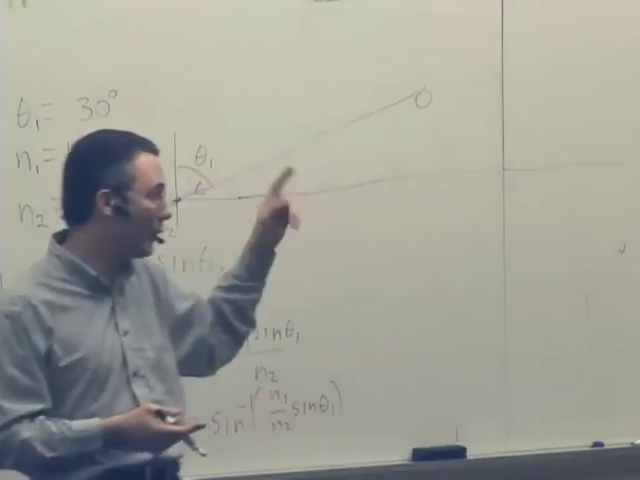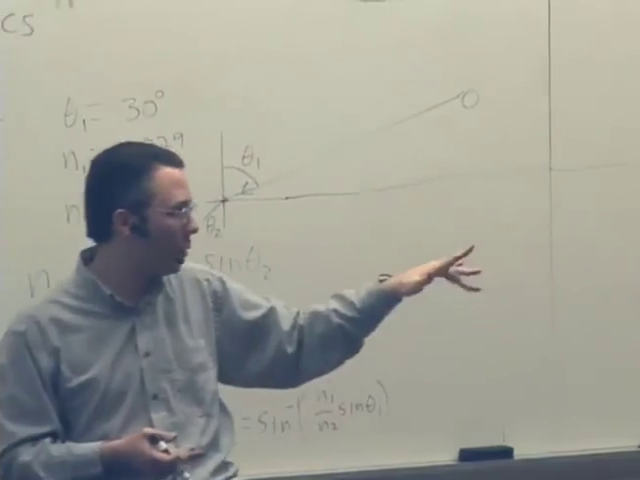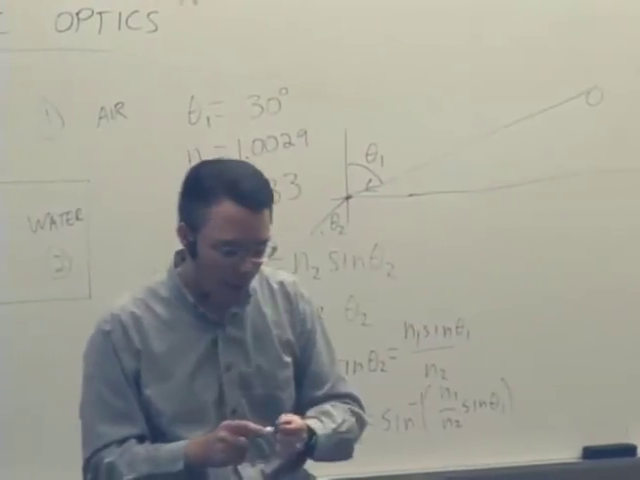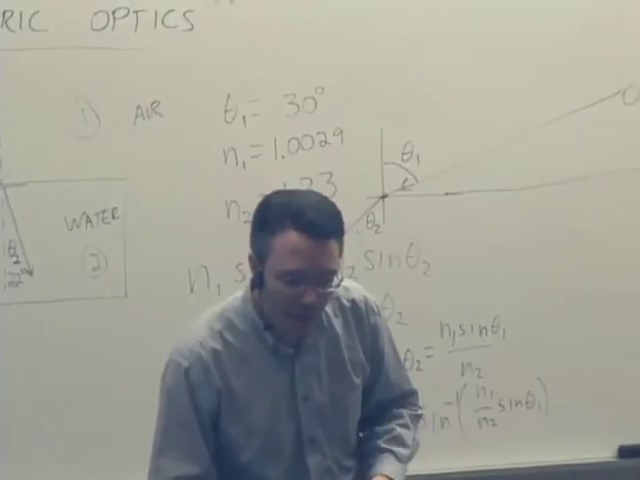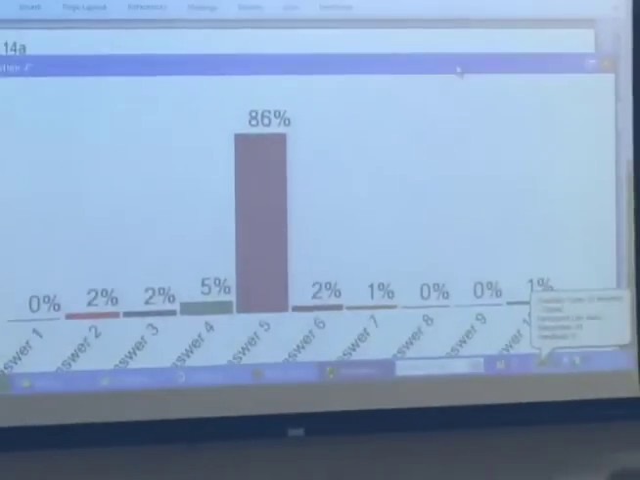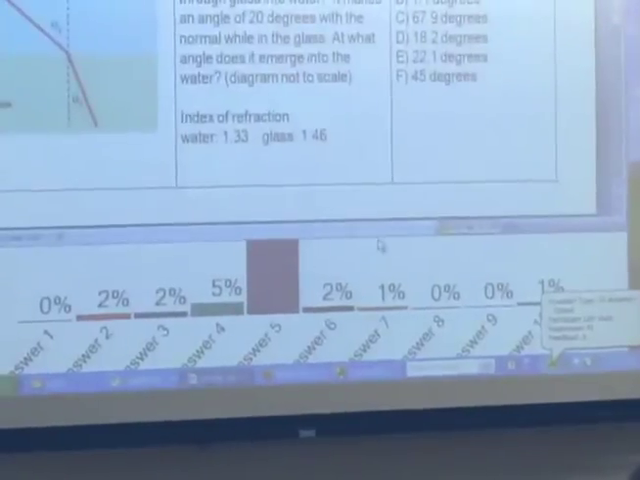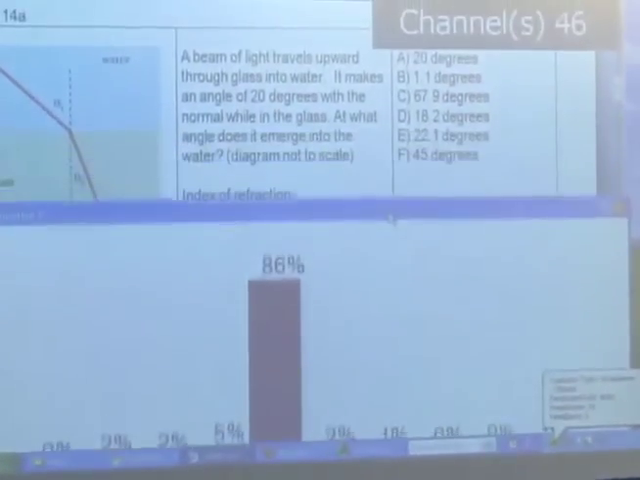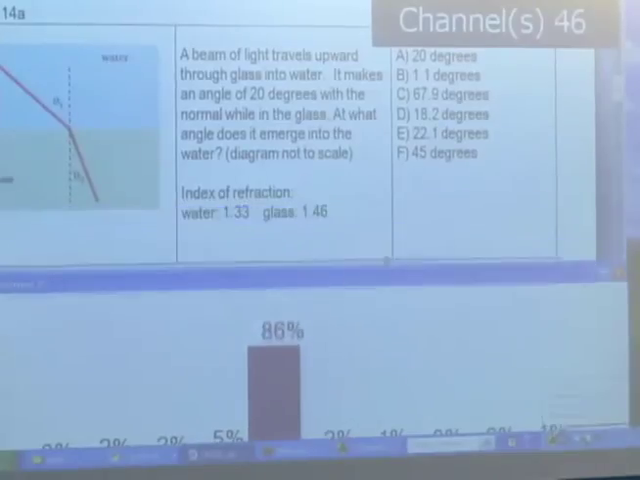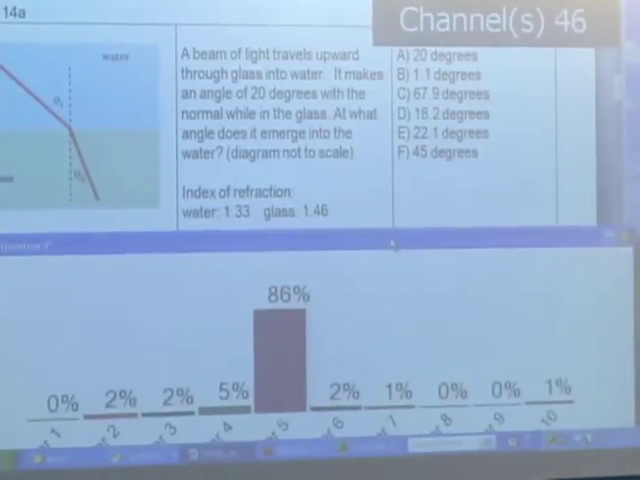Now, if we're going the opposite direction, that's a different story. We'll get to that in just a second, okay? But what do we got here? We get answer number 5, 22.1 degrees, which is just a pure coincidence. It's the same numbers we got last time. It's not that every refraction is 22 degrees. But okay, we get the same.